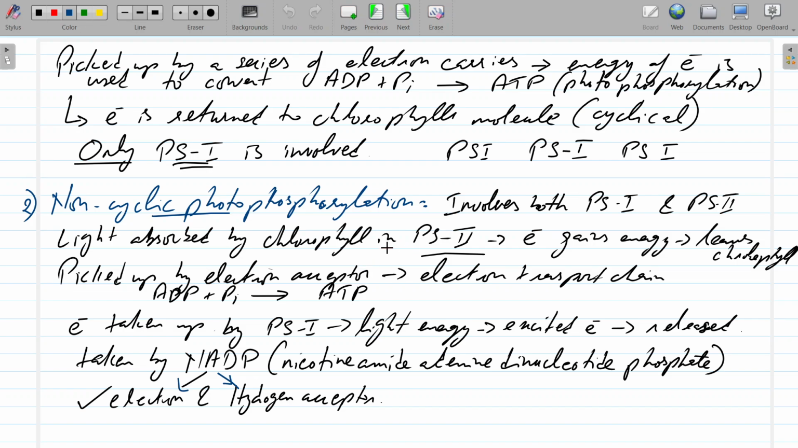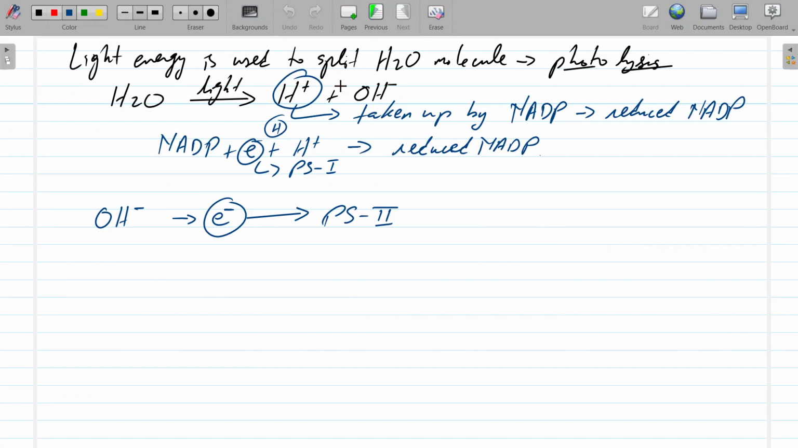Photosystem 2 lost an electron when we started off with the non-cyclic photophosphorylation. It's going to gain that electron back from the OH ion that we got from water. Okay? And what happens overall to the OH ion? Let me just write that down.